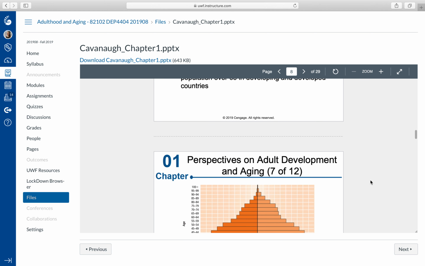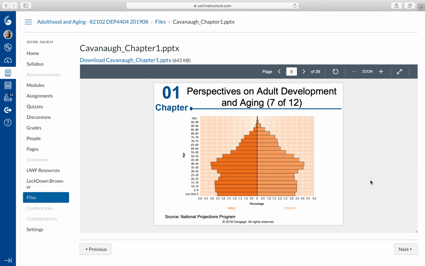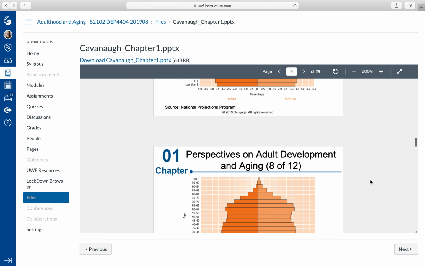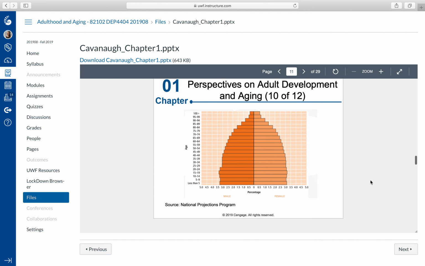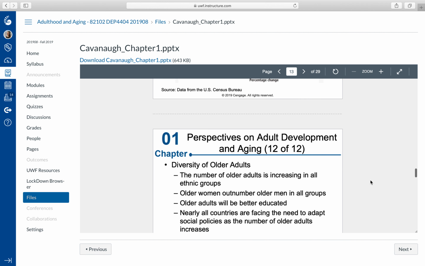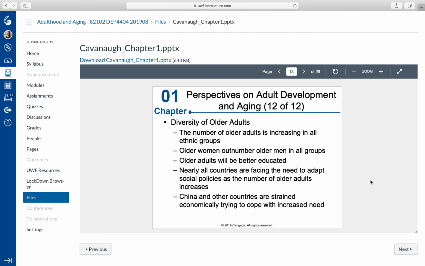Okay. So we're going to keep moving past the demographics. These are really good graphs that you can find on page 5 in your book. So I'll let you all check these out on your own. Okay. Yeah, we can talk about diversity for just a little while.